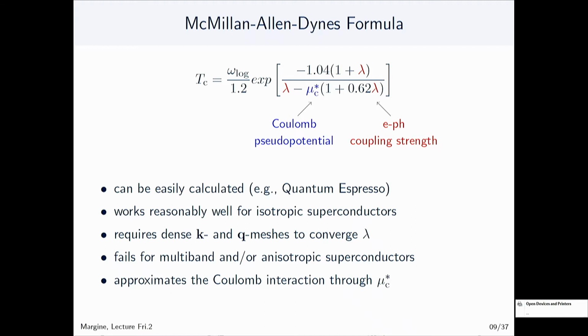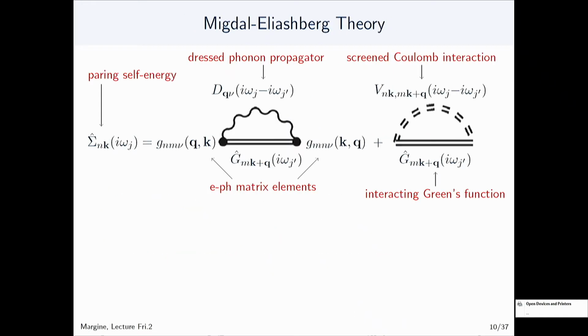Also, you only predict the Tc. You don't really have any information about the superconducting gap. And then it also approximates the Coulomb interaction to a semi-empirical parameter. Yeah? So this is usually chosen between 0.1 and 0.2 for most materials.